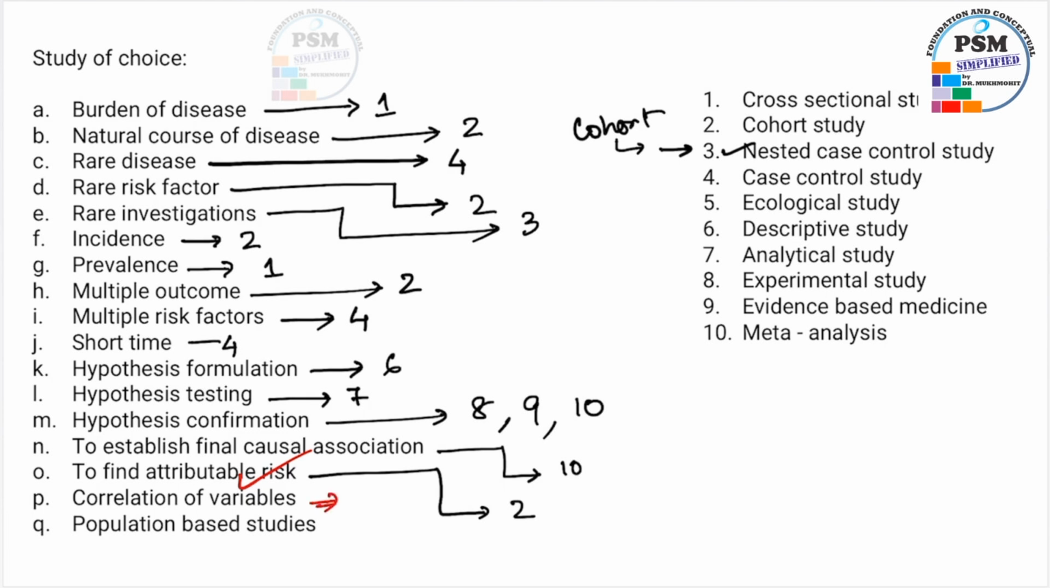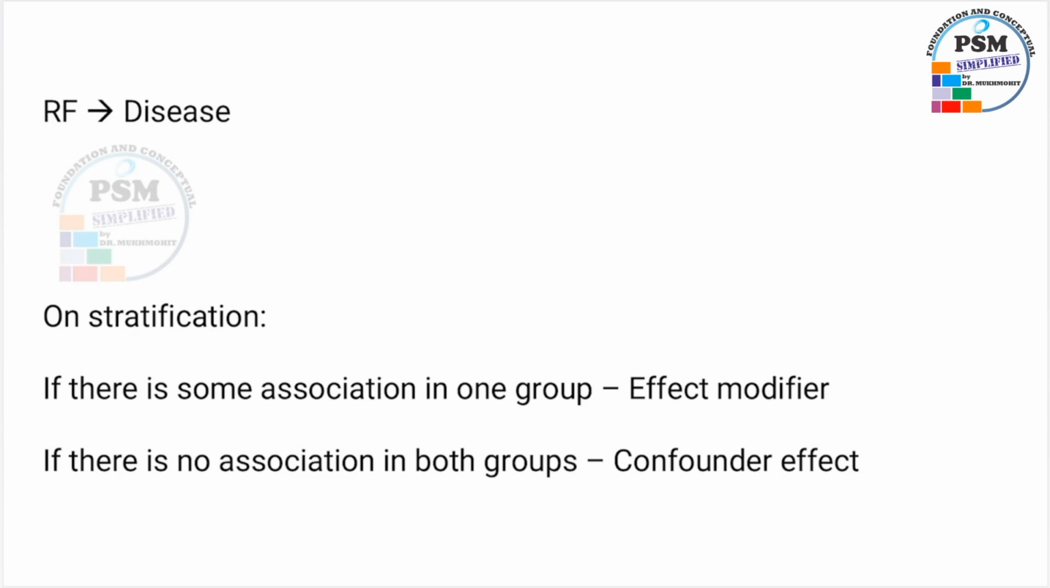But a correlation of the variables is done in a correlational study called an ecological study, and population-based studies are also the same answer, ecological studies. Moving over to the next point, sometimes students get confused about what is a confounder and what is an effect modifier. So you already know that there is a risk factor which will cause a disease. Now there could be a third variable.